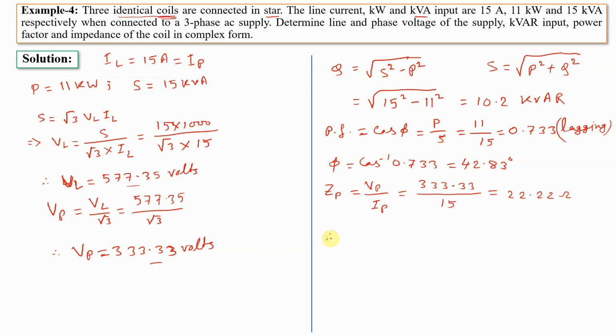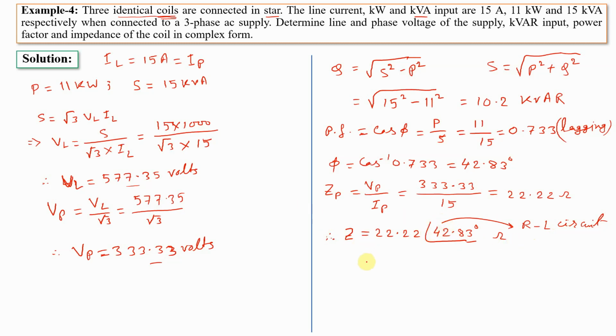Therefore, the impedance can be written in the form of complex number as 22.22 angle 42.83 degree. Here the angle will be positive because it is a resistive inductive side. The angle is positive because it is RL circuit. For RC circuit the angle should be negative, and for RL circuit the angle is positive.